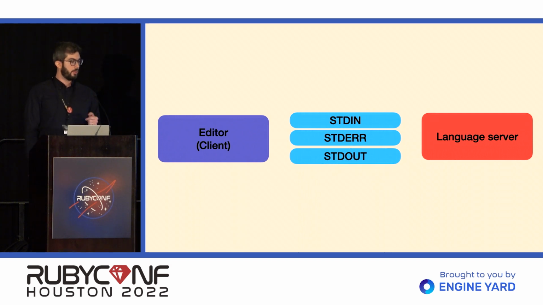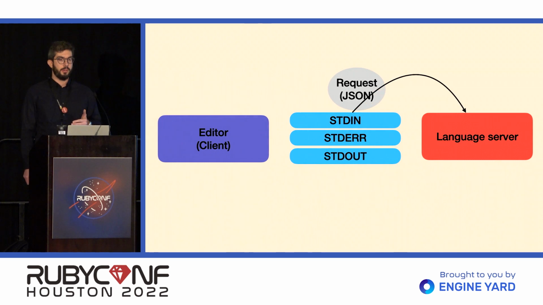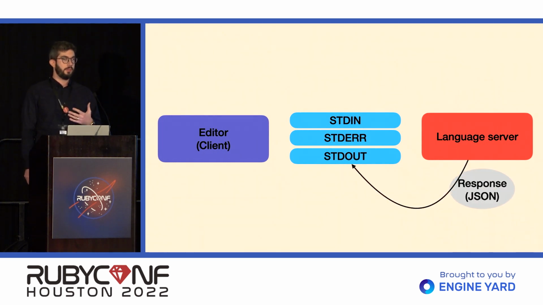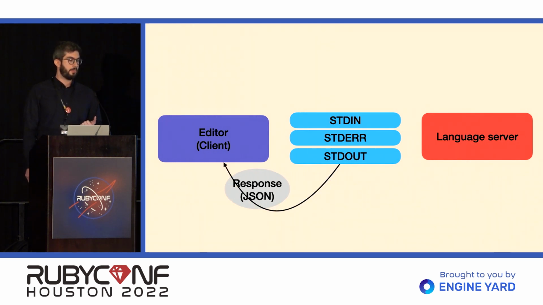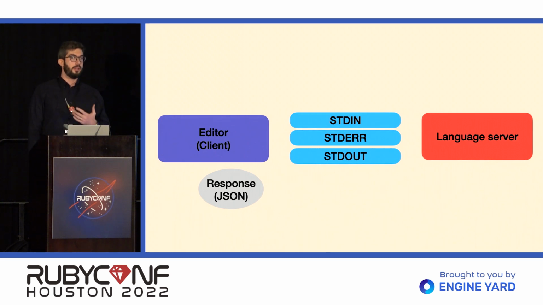So for example, if you were to go to the definition of a method, the editor knows how to translate that action into a JSON request, which is sent to the server. The server figures out where the definition of that method is, returns the response as JSON to the editor, and the editor then knows how to translate the JSON response into whatever behavior needs to occur, which in the case of go to definition would be to jump to the right file at the right position where that definition is located.